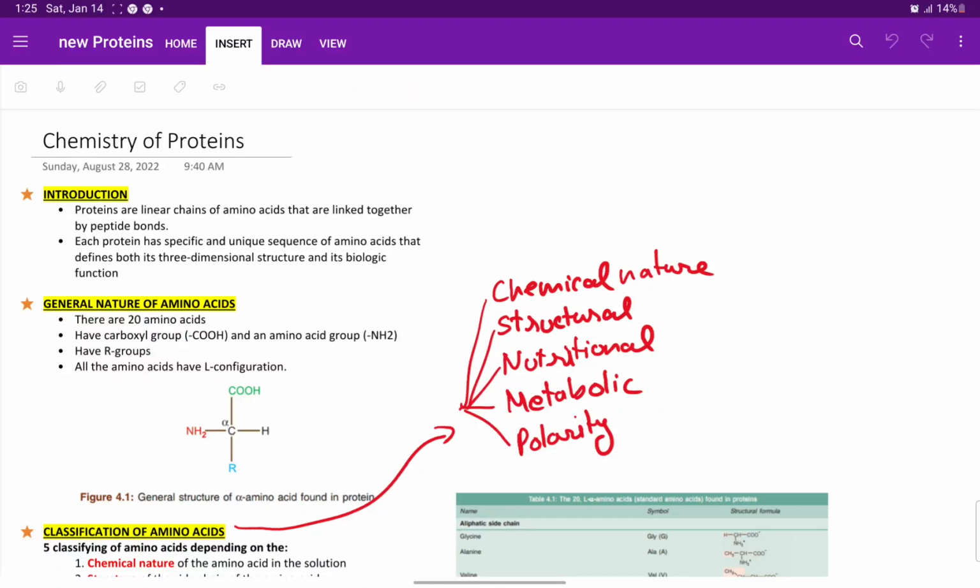Friends, we'll be talking about protein synthesis. So, yeah, we'll be talking about the chemistry of proteins. Let me take the pencil first.